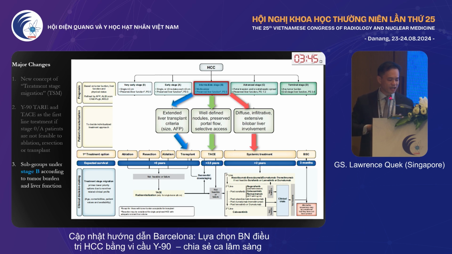So the third change was pushing a little bit more of the severe stage B to stage C. When you look at, for example, the intermediate stage, they have extended liver transplant criteria based on size and AFP, then well-defined nodules and preserved portal flow with selective access, you do TACE. But diffuse infiltrative disease that's extensive, okay? No portal venous involvement, but just the fact that it's diffuse and infiltrative, systemic therapy is recommended, all right? So that's the new guidelines.